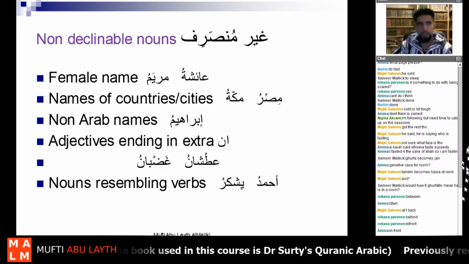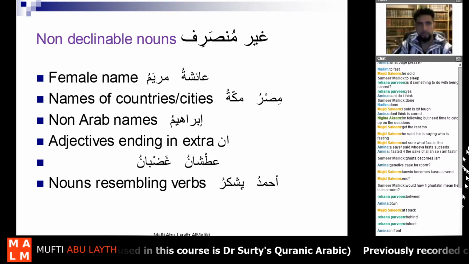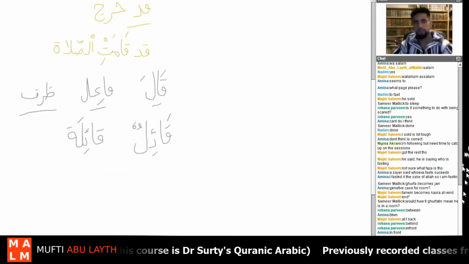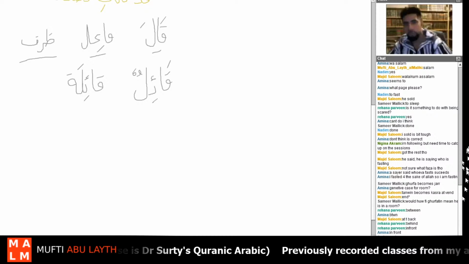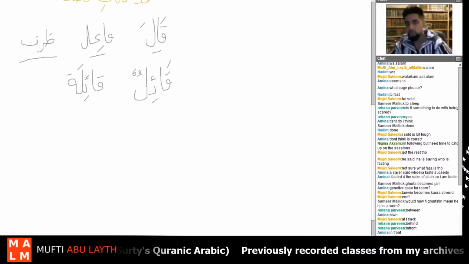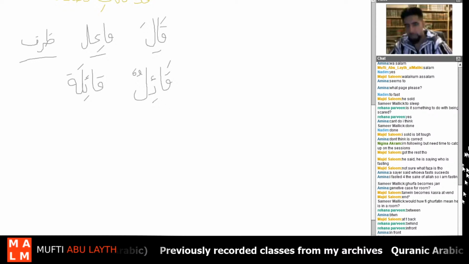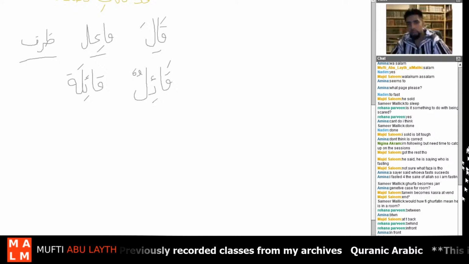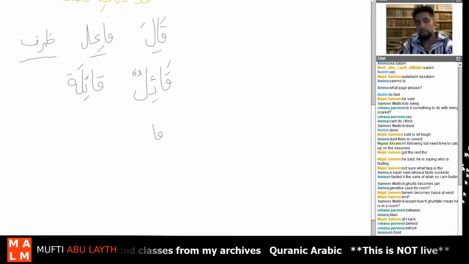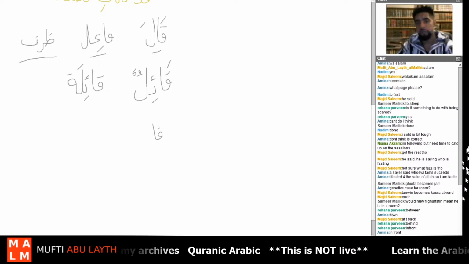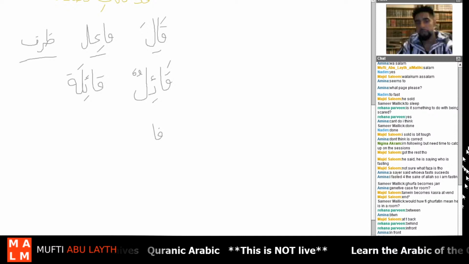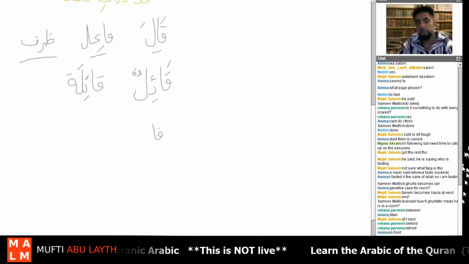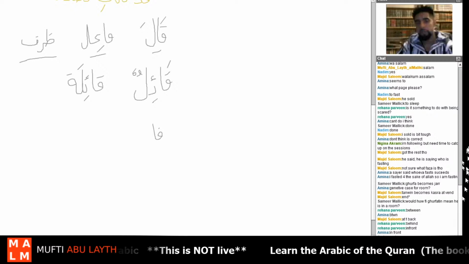So coming back to here, if we take a look at non-declinable nouns, one of their signs is that they will only have just one vowel at the end of them. Taking another name as an example, Fatima, all female names will end in just one. They will never end in tanween. You couldn't say it like that. You couldn't write it like that. That would be incorrect. It must be written with just one.